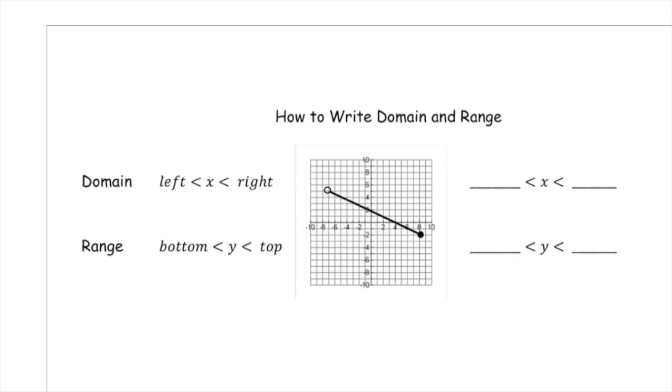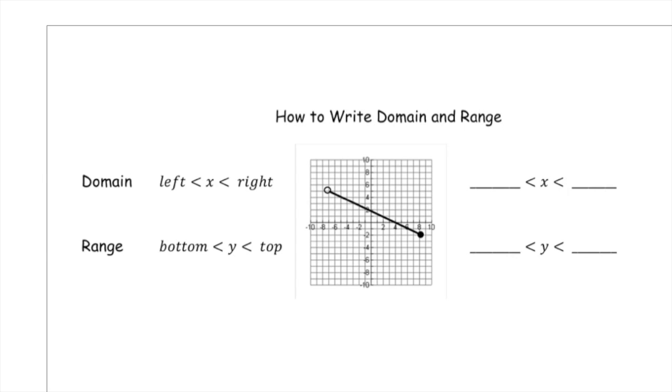Okay, so now we're going to talk about how to write the domain and range. In the earlier example with a graph, we just wrote everything between -4 and 5, and that was fine because we were just trying to get the idea. But in math, we're going to need to write it technically. And the way we're going to do it is by using inequality notation.